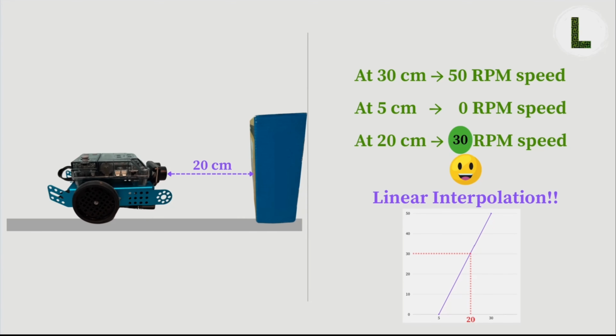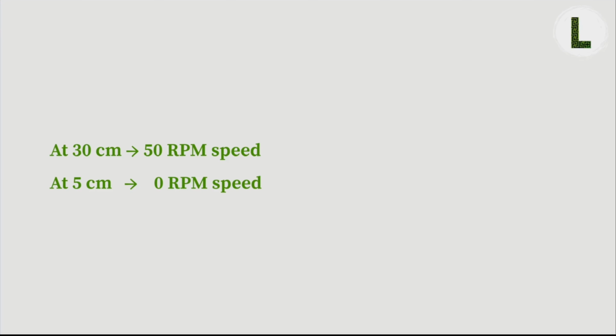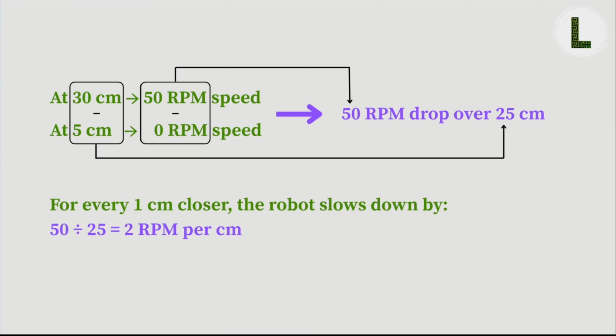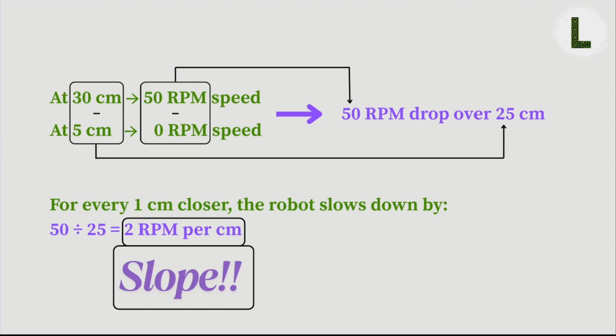To do this mathematically, so that we can implement that math in code, let's break this down in two ways. First, we'll walk through an intuitive explanation, and then we'll look at the math equations for students who've seen the slope-intercept form of the line equation. From 30 centimeters to 5 centimeters, the speed changes from 50 RPM to 0 RPM. That's a drop of 50 RPM over 25 centimeters. This means that for every 1 centimeter closer, the robot slows down by 50 over 25 equals 2 RPM per centimeter. This is our rate of change, or slope.